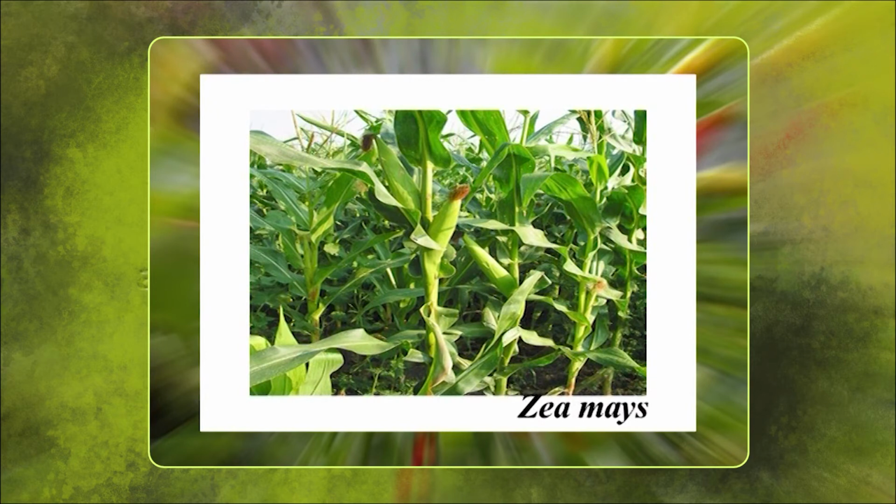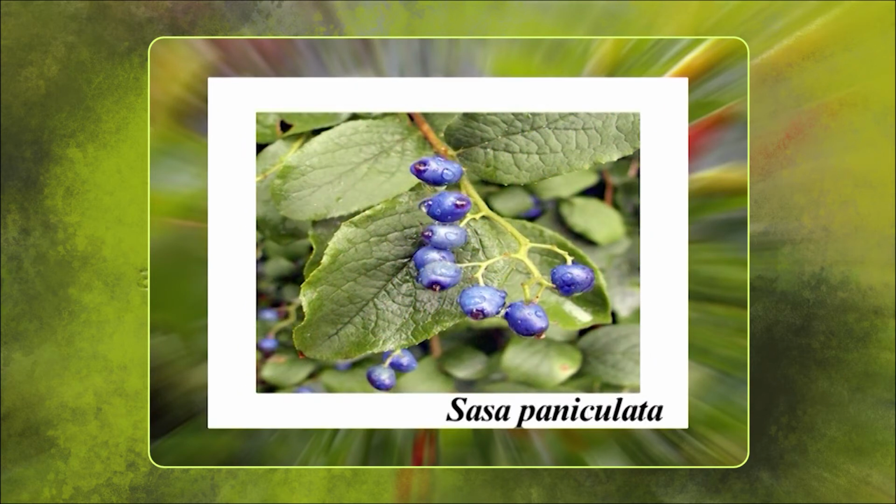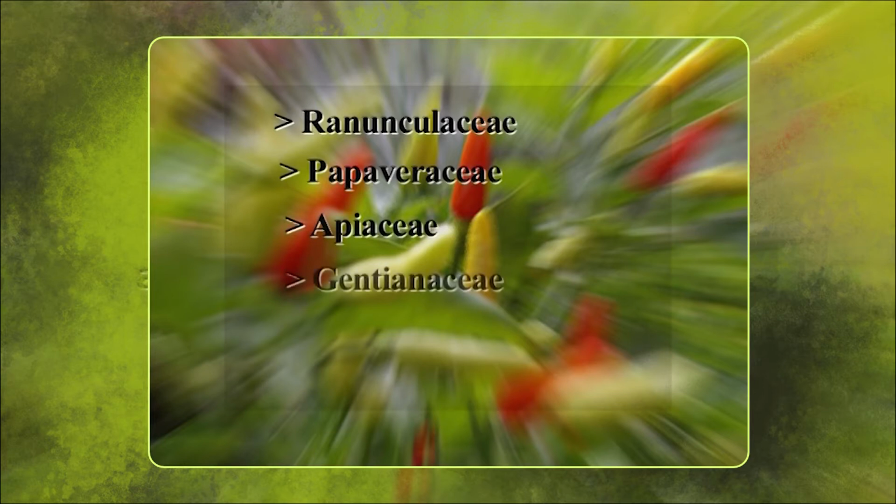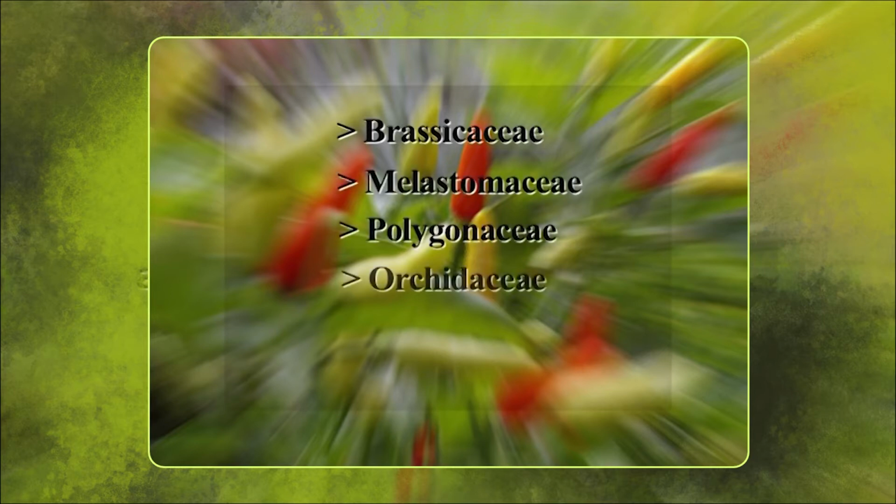In Zea mays, there are 20 antipodals, and in Sasa paniculata, there are as many as 300 antipodals. Multicellular antipodal complexes are found in the members of the Ranunculaceae, Papaveraceae, Apiaceae, Gentianaceae, Asteraceae, and Poaceae. Antipodals are altogether absent in the Oenothera type of embryo sac. Generally, each antipodal cell has a distinct and definite cell wall, but in many families such as Brassicaceae, Melastomataceae, Polygonaceae, Orchidaceae, and Sapotaceae, cell wall formation does not take place and the antipodal nuclei remain naked.